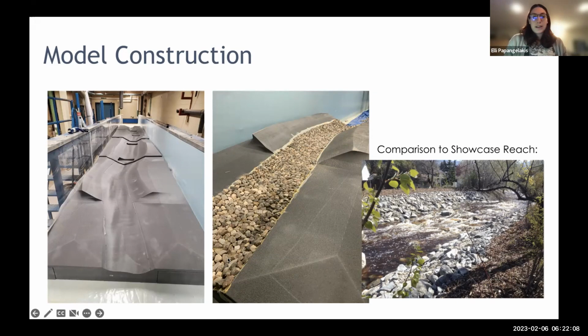So this is what the channel looks like after we glued on our roughness material. Again, this material is scaled to what we see in the field, and we glued it on to represent that roughness. And this is what that showcase reach looks like, just to give an idea of how it compares to what it might look like in real life.